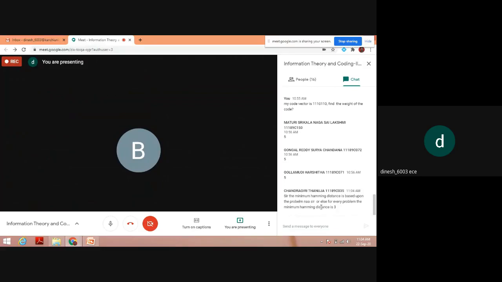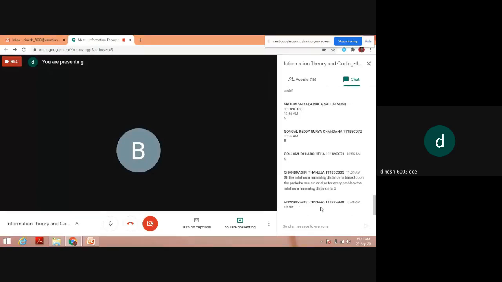Whatever problem you take, the minimum Hamming distance will always be 3. That is the property of Hamming codes. If you check any problem, the minimum Hamming distance will be always 3 only. You can check it also. If you solve future problems also, you will get minimum Hamming distance as 3. So we'll be detecting up to 2 errors and correcting up to 1 error, which is a property of the Hamming code itself.